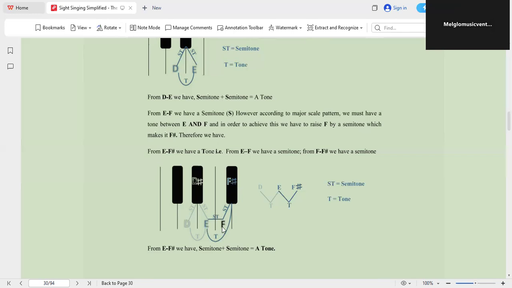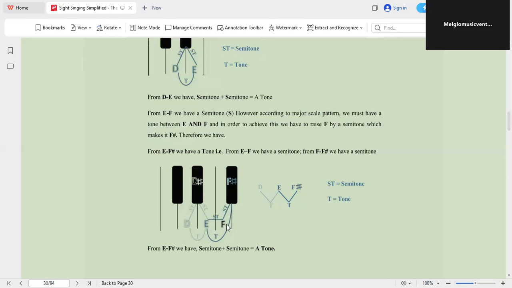You notice this key is just for explanation. We didn't color it. We are majoring on this deep blue E and this deep blue F sharp. So from E to F sharp is a tone. Remember, we've altered this F because it does not conform to the major scale pattern.